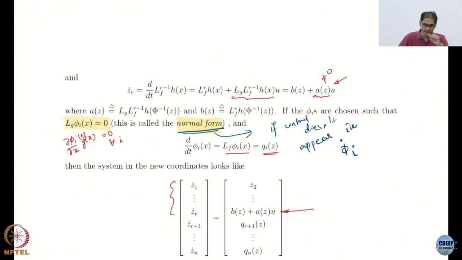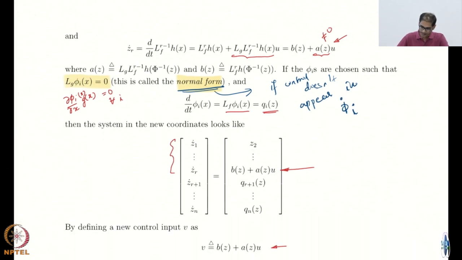So if I take phi I dot, I get L_F phi_I plus L_G phi_I times control, right? So if L_G phi_I is 0, then no control appears in the phi equations. And with such a choice of phi's, if you write this dynamics, you have what is called the normal form. The d/dt of phi_I is L_F phi_I, and we just call it q_i(z), because q_i is just a new notation, now that we are writing in terms of the new variables z, that's all.